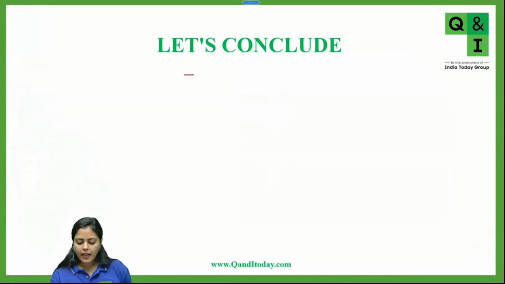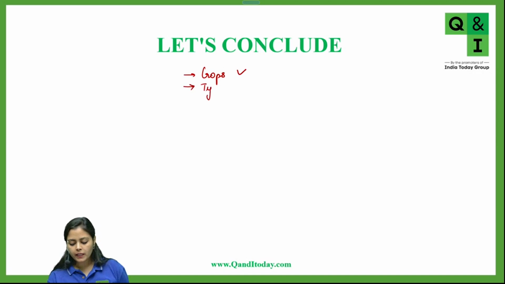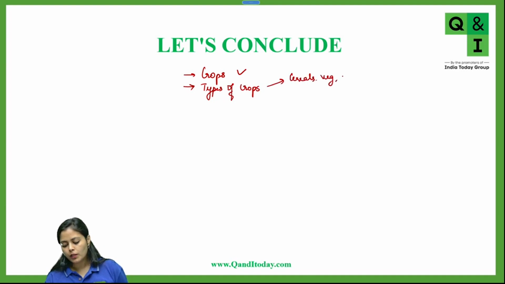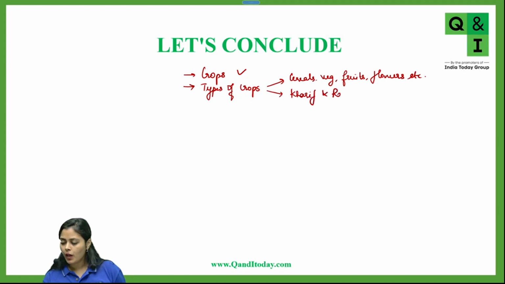So now students, let's conclude what we have studied. Basically we have read till now what exactly crops are. So we have understood the definition of crops. Then we have read the types of crops based on the food we obtain from them. For example, they can be cereals, vegetables, fruits, flowers, medicinal plants, etc. And based on the season, they can be of two types, kharif and rabi crops.